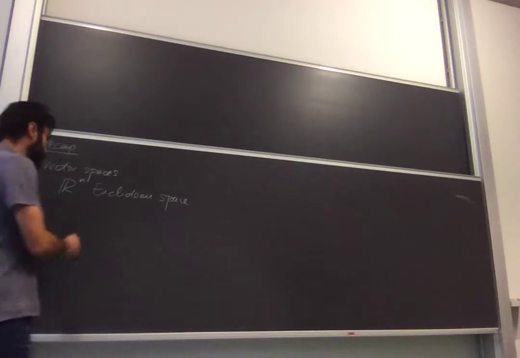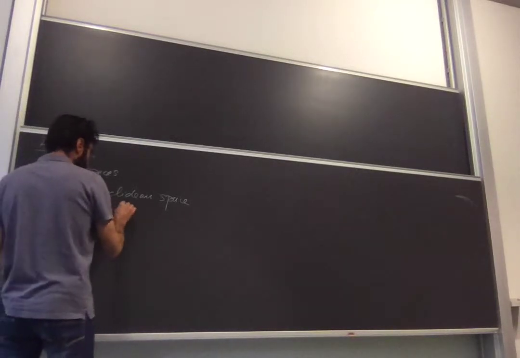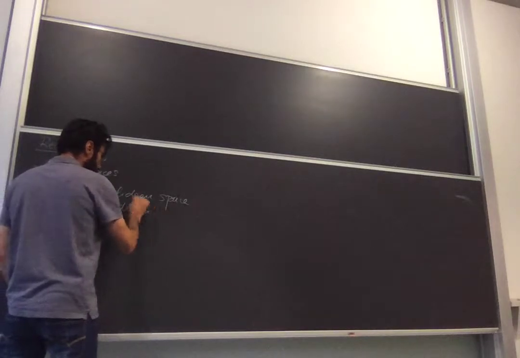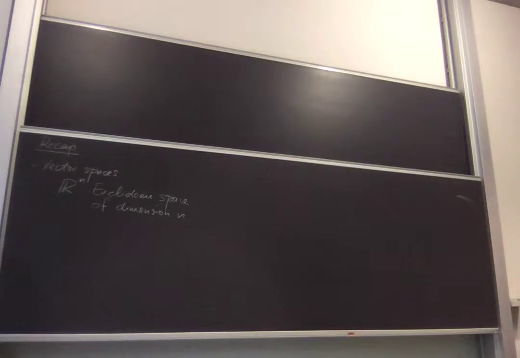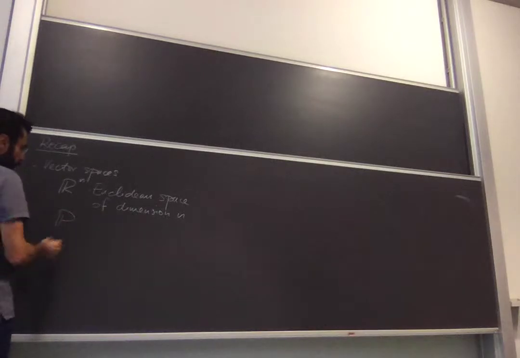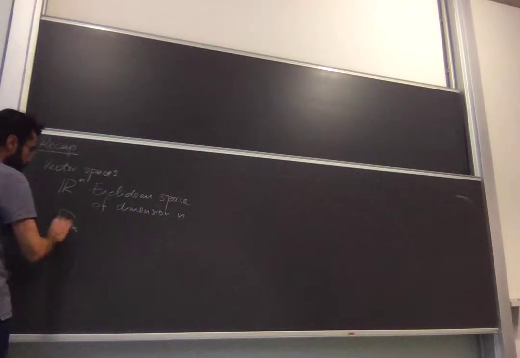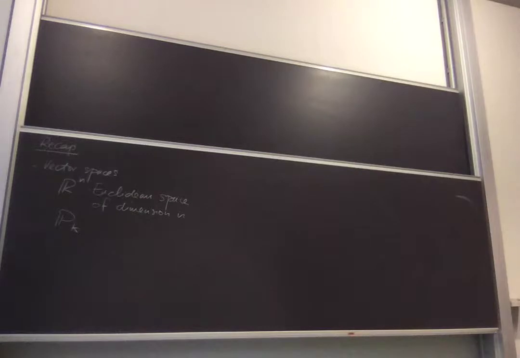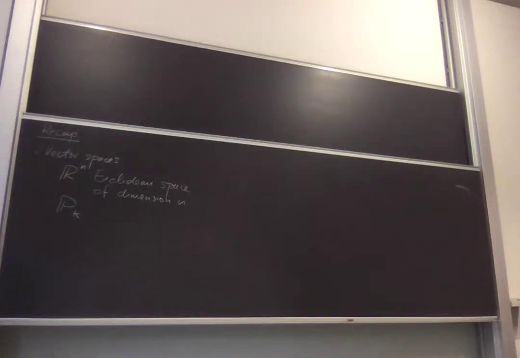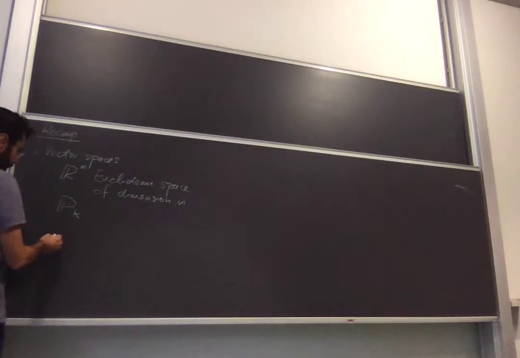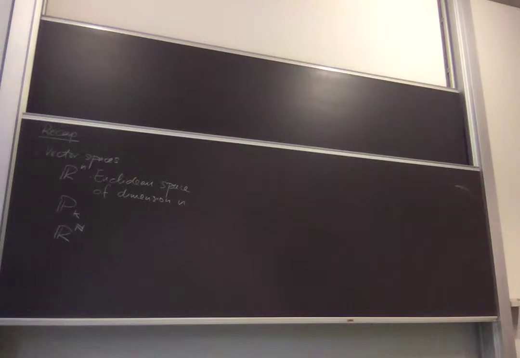Okay, so this is the Euclidean space of dimension n, also known as the n-dimensional Euclidean space. We've seen other vector spaces like polynomials of degree k. We've seen also vector spaces that are not necessarily finite dimensional, for example, the space of sequences with real values, which we've seen last term.